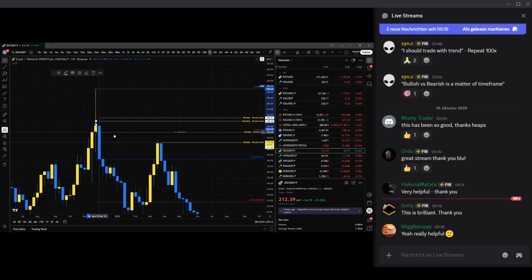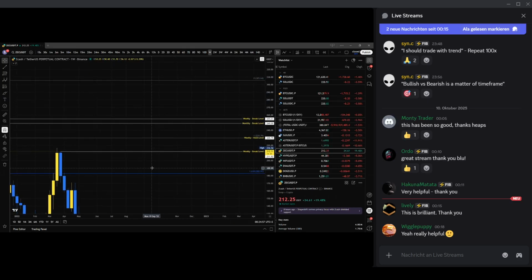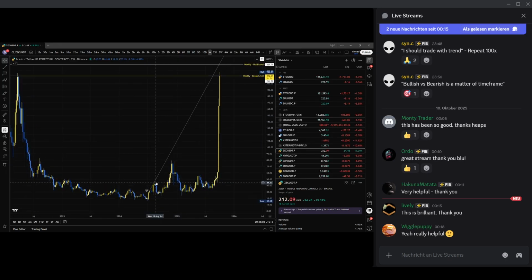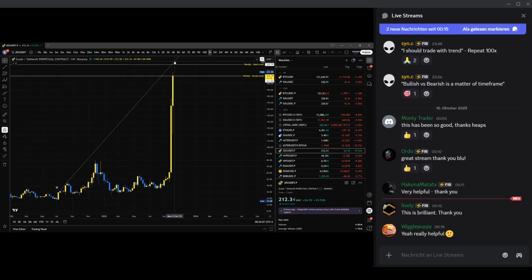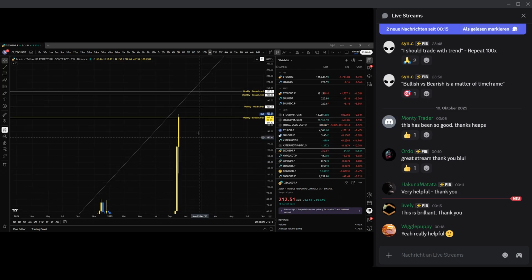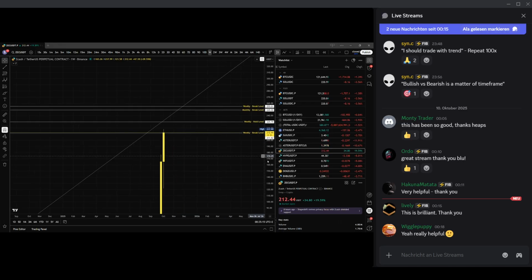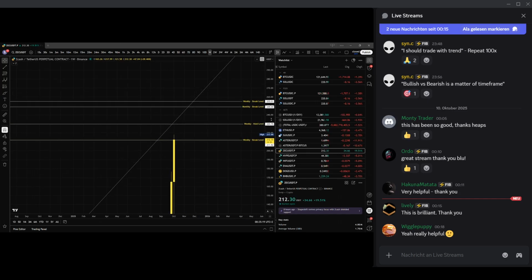Could be very juicy to short this from 230 to 180, because it's in confluence with the weekly range trend that's coming all the way down here, or from down here all the way up here. So if you have two strong levels like this, the hold level and the range trend, I will probably try to short this in here if it goes there.